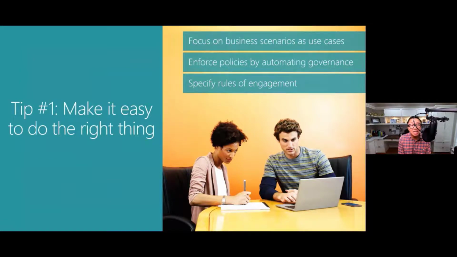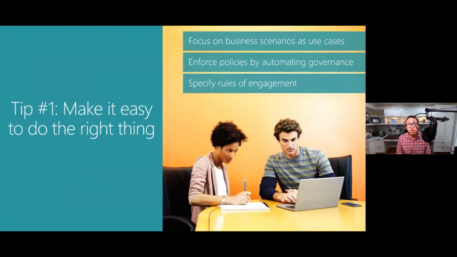Number 1 is make it easy to do the right thing. I already shared this. I keep talking about this, but our goal as IT is we've got to put those guardrails, and as our colleagues start bowling, if you may, the guardrails will make sure that the likelihood of them hitting the pins would be quite high. How do we make it easy for people to do the right thing? 3 core areas. Number 1, focus on business scenarios.